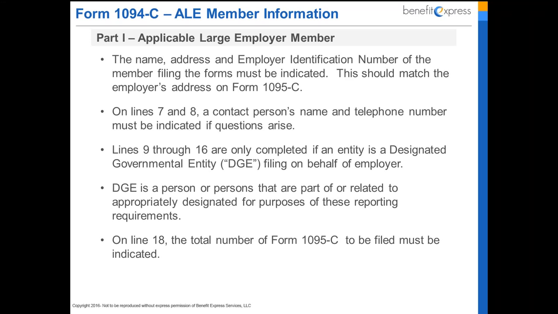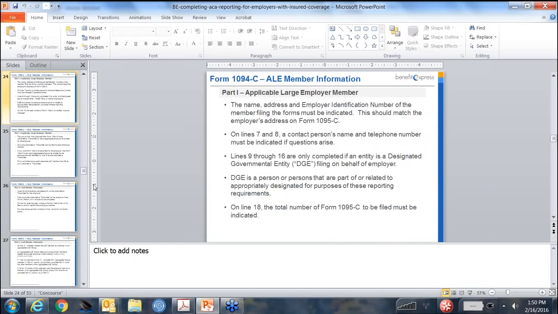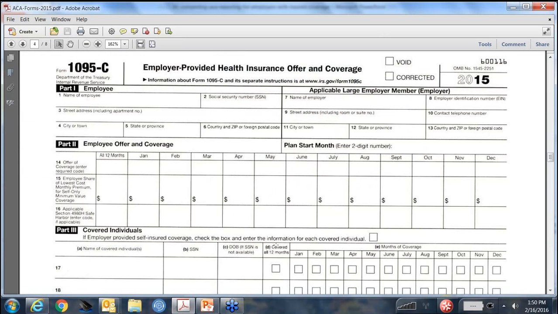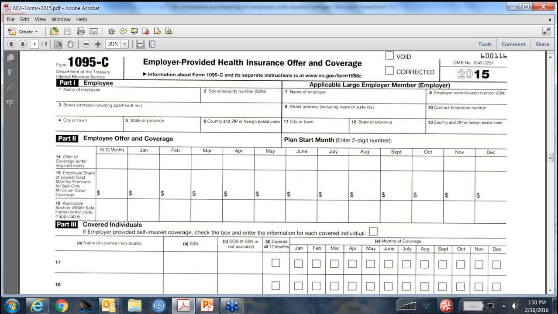How do you determine the waiver code? You as an employer have to pick which safe harbor you're going to use. It's up to you. For self-insured and offering insurance to part-time employees, do we provide a 1095C? For self-insured, yes, but you have to complete parts 1, 2, and 3 for any employee.